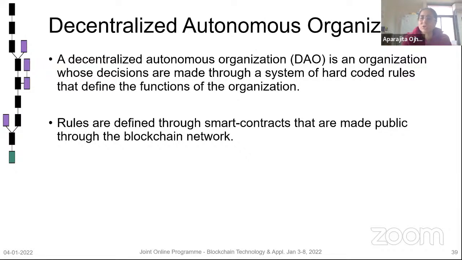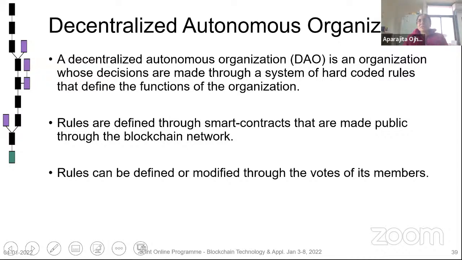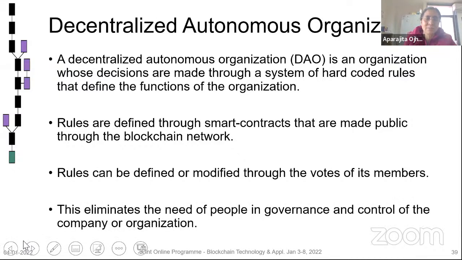So rules are defined through smart contracts that are made public through the blockchain network, right? So once something is decided at the IIIT Council, every IIIT will be aware of these rules, right? These are known as decentralized autonomous organizations. Decentralized in the sense that only through consensus among 5 IIITs, something will be decided, right? So it's a decentralized consensus mechanism. What happens is that this eliminates the need of people in governance and the control of the companies or organizations.